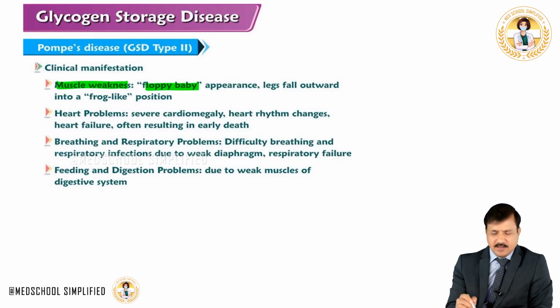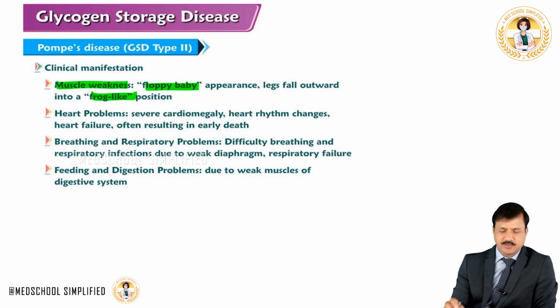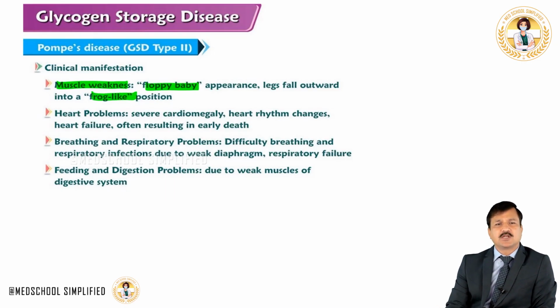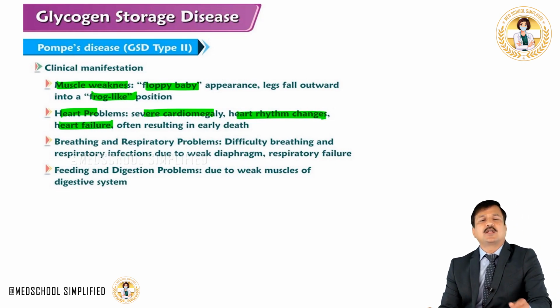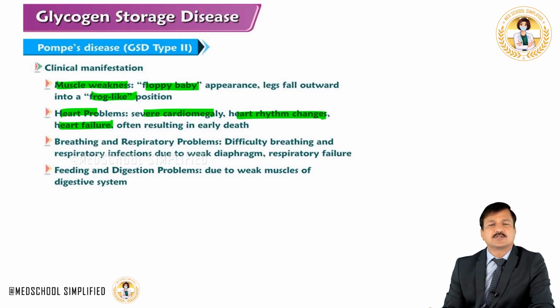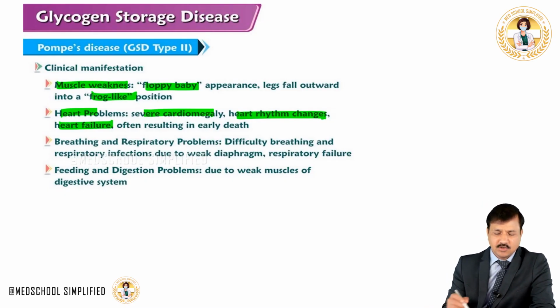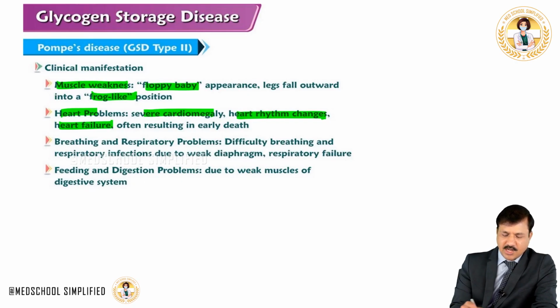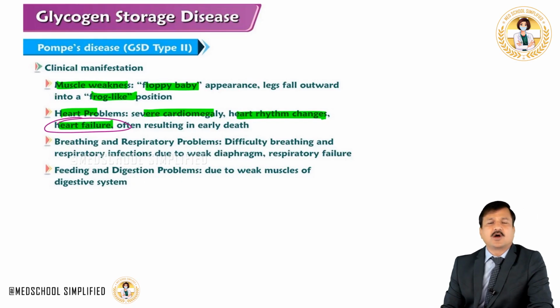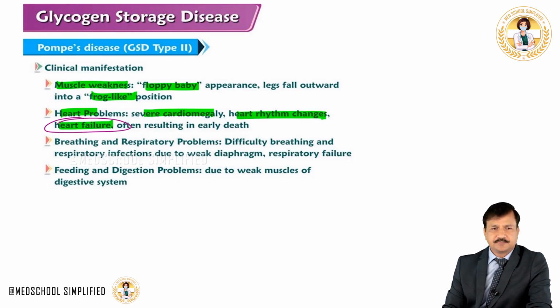So that's why the patient will show that frog-like position. Even the heart muscle or the cardiac muscles are affected, so that will give rise to severe cardiomegaly, heart rhythm changes, eventually giving rise to heart failure, and often this is the one that causes death in Pompe disease. So remember, the cause of death in Pompe disease most commonly is cardiac failure or heart failure.